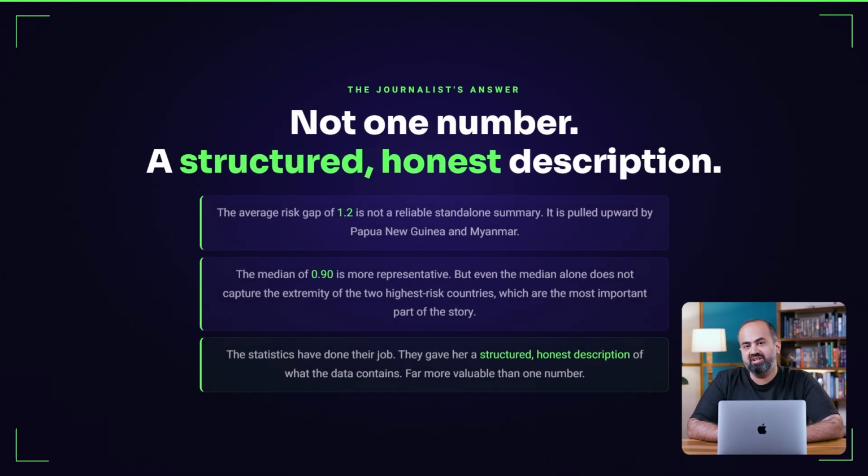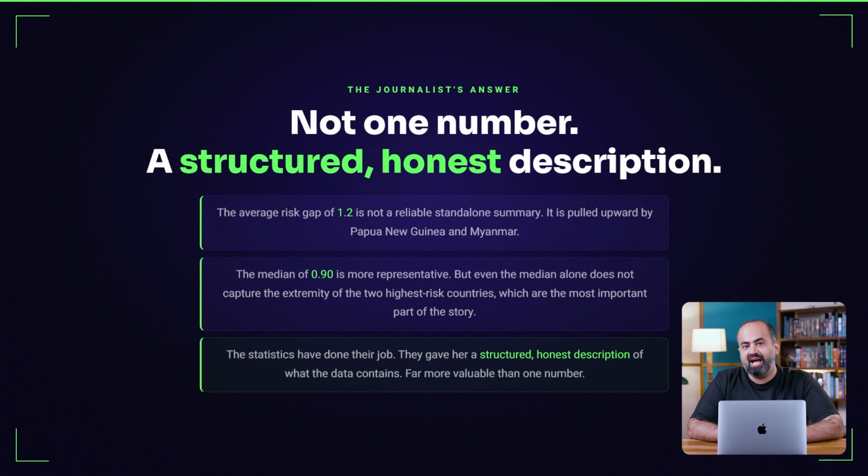The standard deviation of 2.8 is more than twice the mean, confirming that the average does not describe any typical country well. Her answer to the original question: no, the average risk gap of 1.2 is not a reliable standalone summary. It is pulled upward by Papua New Guinea and Myanmar. The median of 0.9 is more representative, but even the median alone does not capture the extremity of the 2 highest risk countries, which are the most important part of the story.